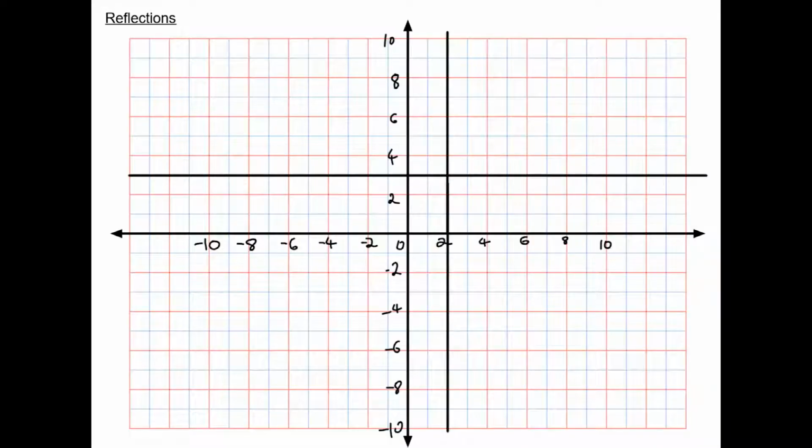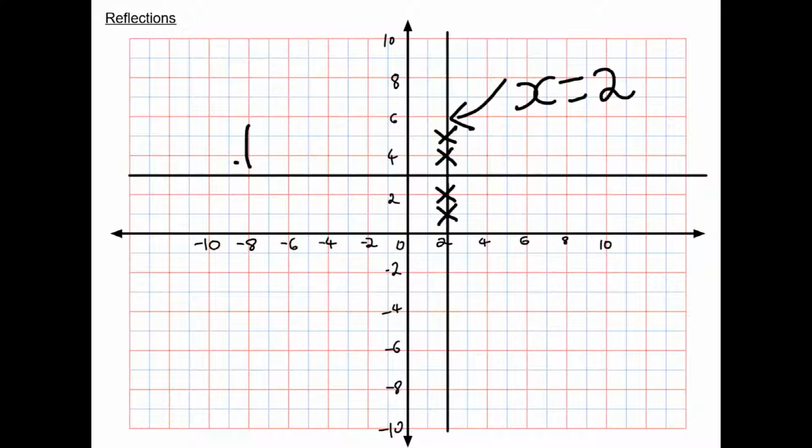In order to understand reflections, we need to know a little bit about straight lines. On this set of axes, we have the line here, which is x equals 2. The reason we call it the line x equals 2 is because every single point on this line has x coordinate equal to 2.